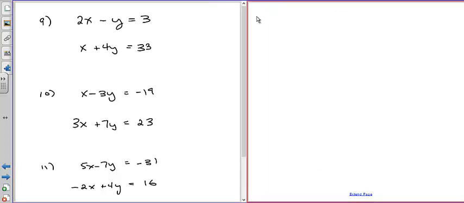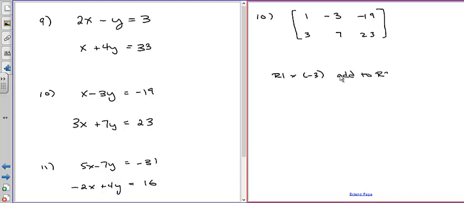Okay, number 10. So our matrix is going to be 1, -3, -19, 3, 7, 23. So we see that row 1, column 1, which is this entry, is 1 already, so everything's great there. So we're going to do the same thing we did last time. We're going to take row 1, multiply by -3, add to row 2, and replace row 2 with the result.